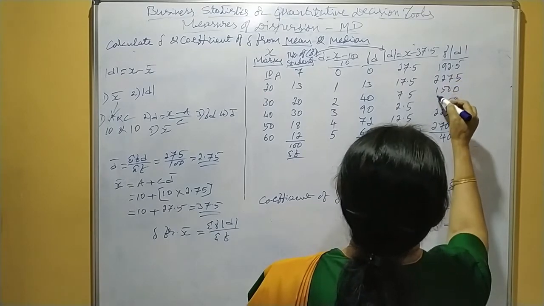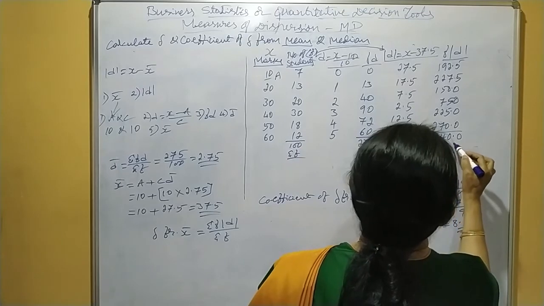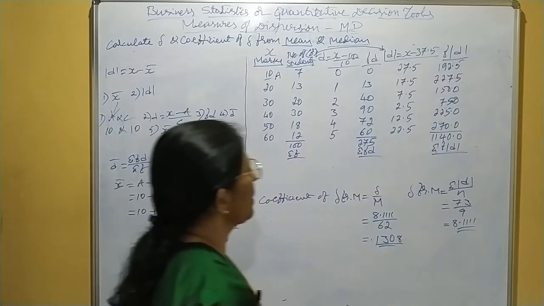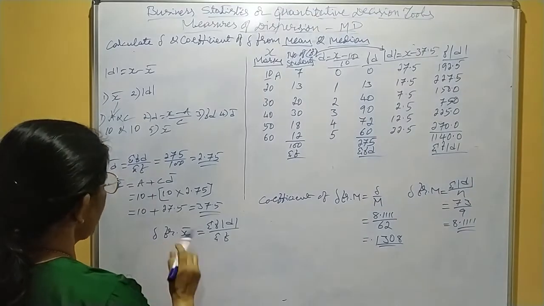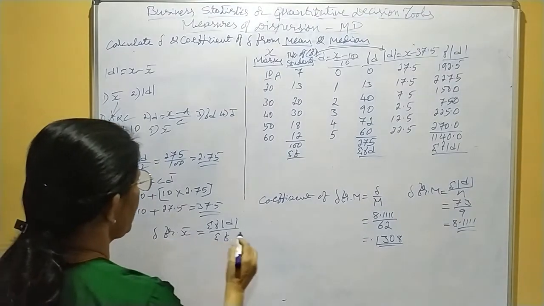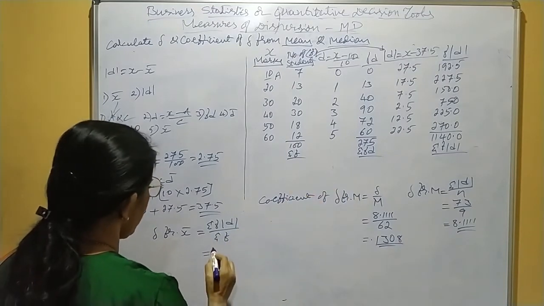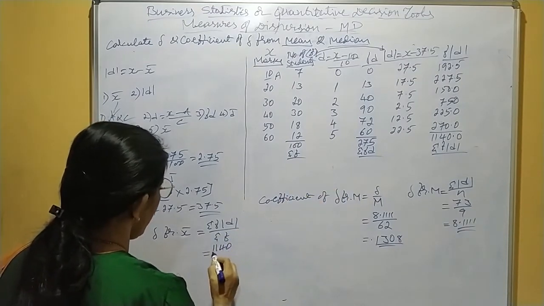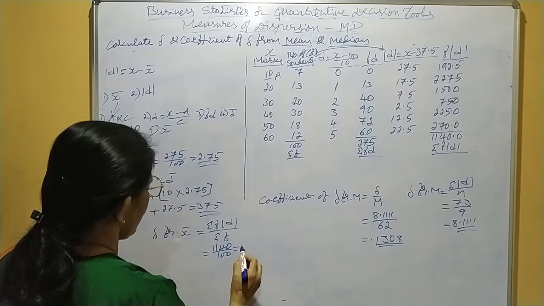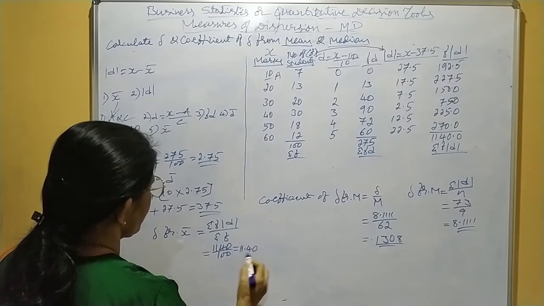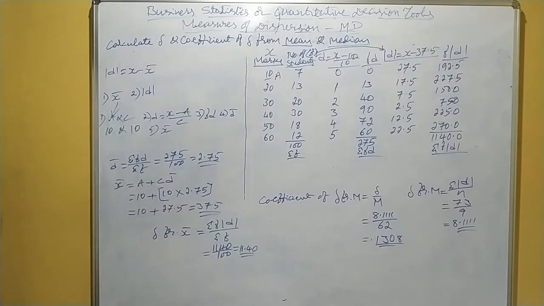It is 1140, sigma f modulus d. Now find out mean deviation from mean equals sigma f modulus d divided by sigma f, that is 1140 divided by 100 equals 11.40. That is mean deviation from mean.